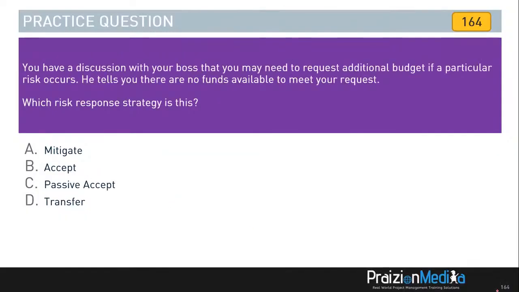Here's your next one. You have a discussion with your boss that you may need to request additional budget if a particular risk occurs. He tells you there are no funds available to meet your request. Which risk response strategy is this?